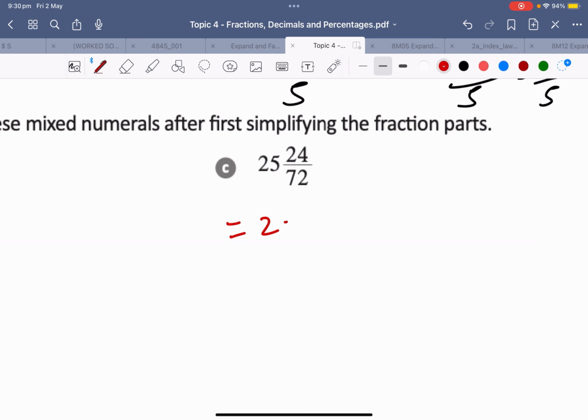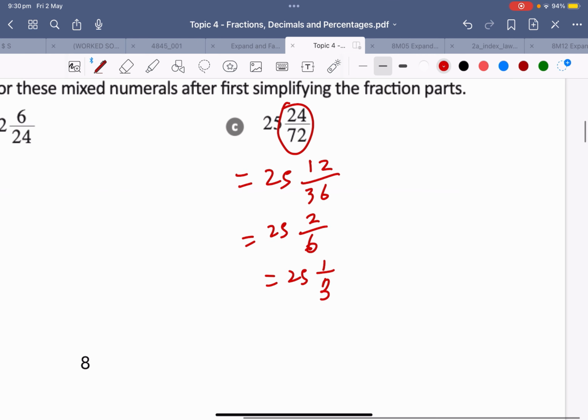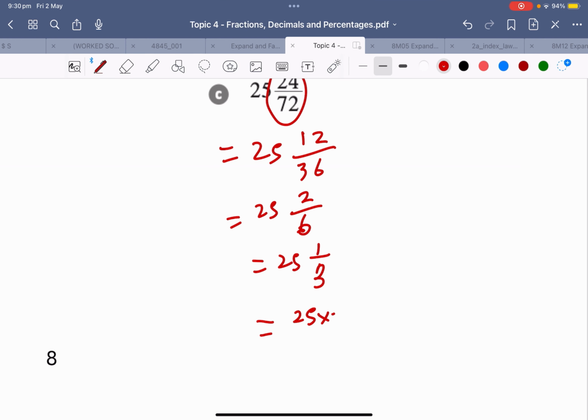I'm going to start by finishing it up. 24 over 72. These are both challenging numbers. If you can't do it at once, that's fine. I personally can see it, but take it one step at a time. Divide by 2 first: 12 over 36. I can see 12 and 36 can both be divided by 6: 2 over 6. As a matter of fact, they can both still be divided by 2, which is 1/3. So 25 and 1/3. Now I turn them into an improper fraction, which means 25 times 3 plus 1 over 3, which is 76 over 3.